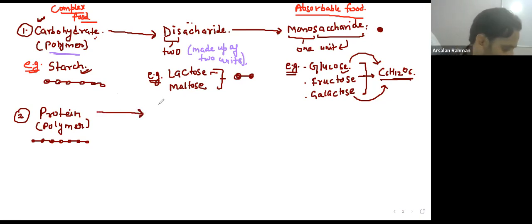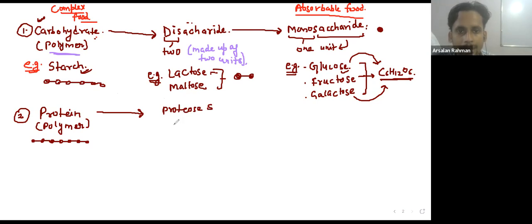Now protein will first convert into what, beta? Proteose and peptones. This is not the absorbable form. Proteose and peptones is not the absorbable form. Then it will convert into the simplest unit, that is amino acid.